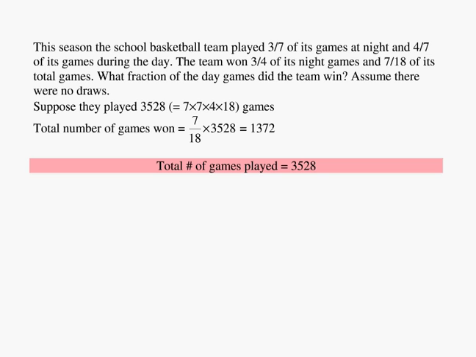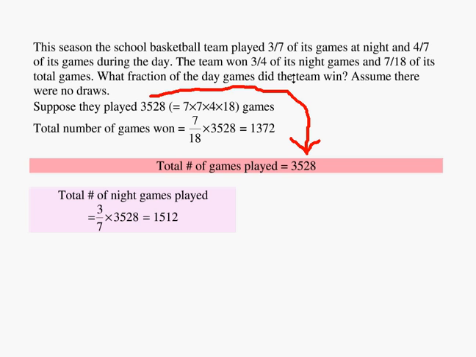during the night. So I'm going to start with the total number of games the team played, which is 3,528. Oops, let's erase that. Don't want that. It goes here. Now, some of these games were played during the night, some of these games were played during the day. Let's take a look at that. According to the question, 3/7 of the total games were played at night.